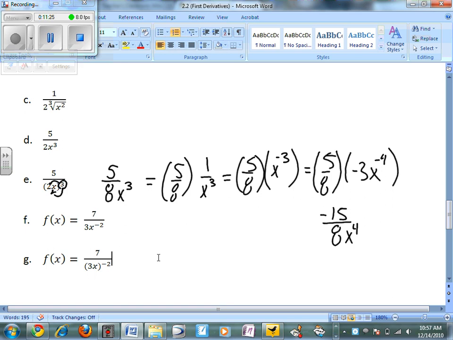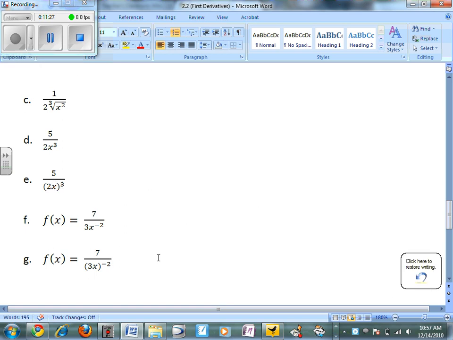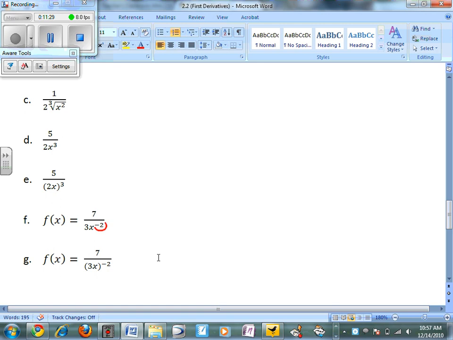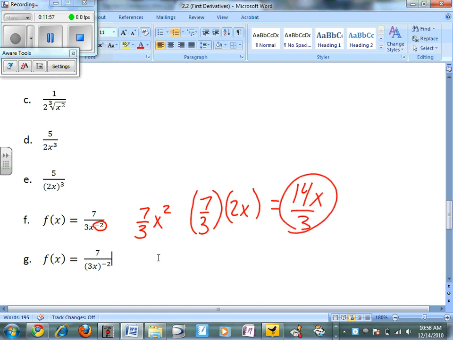For these last couple, f and g here, this negative sign right here, all that negative sign means is to bring that to the other side, or bring that up on top to the numerator. So this is saying 7/3 times x squared. Then I need to take 7/3 times the derivative of x squared, which would be 2x, and then we'll multiply, I'd get 14x over 3.